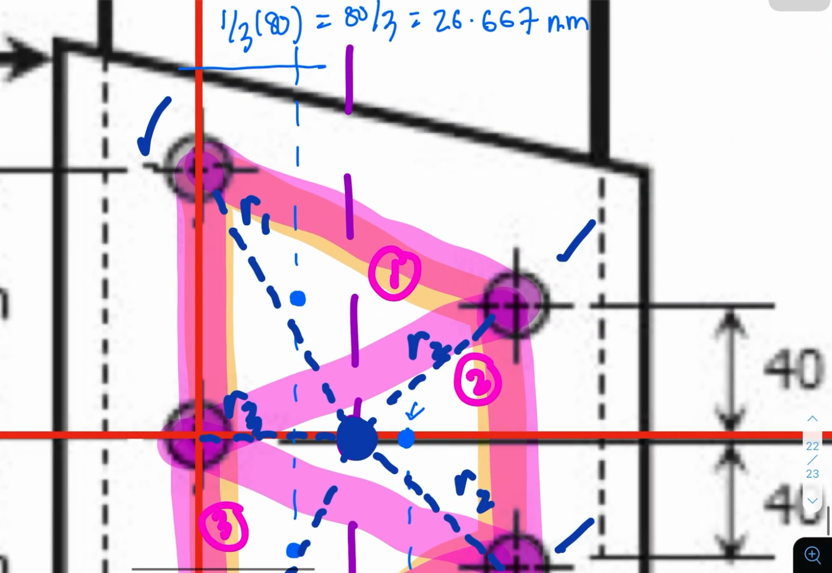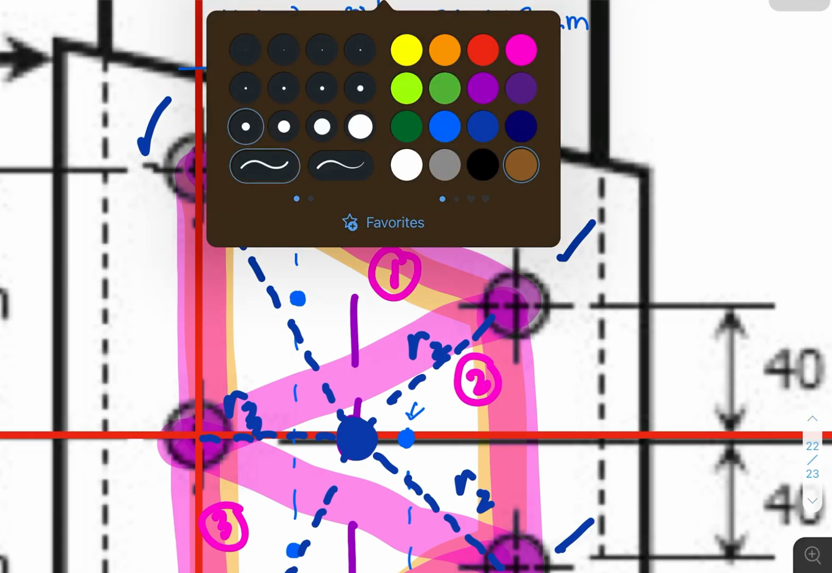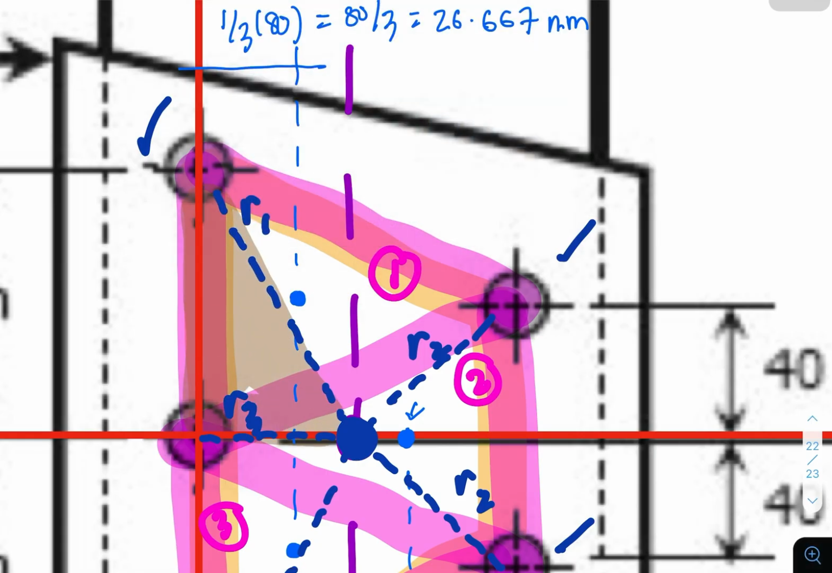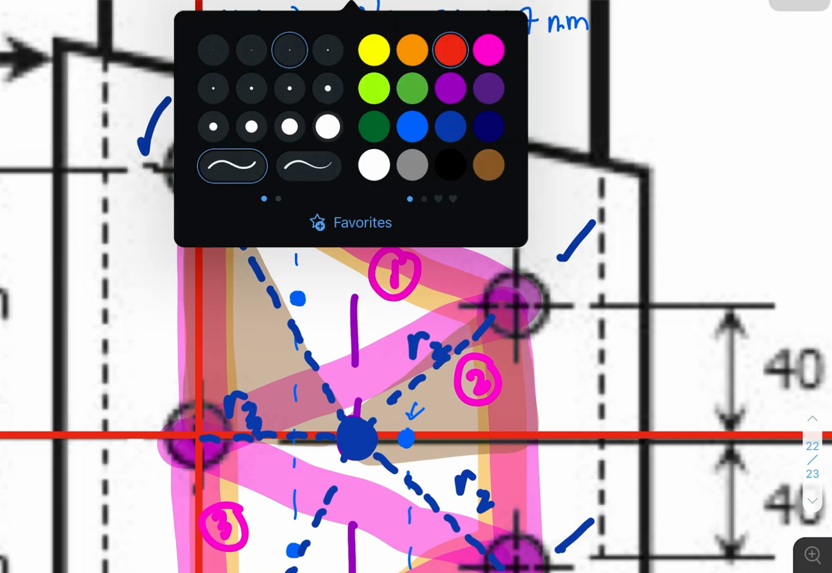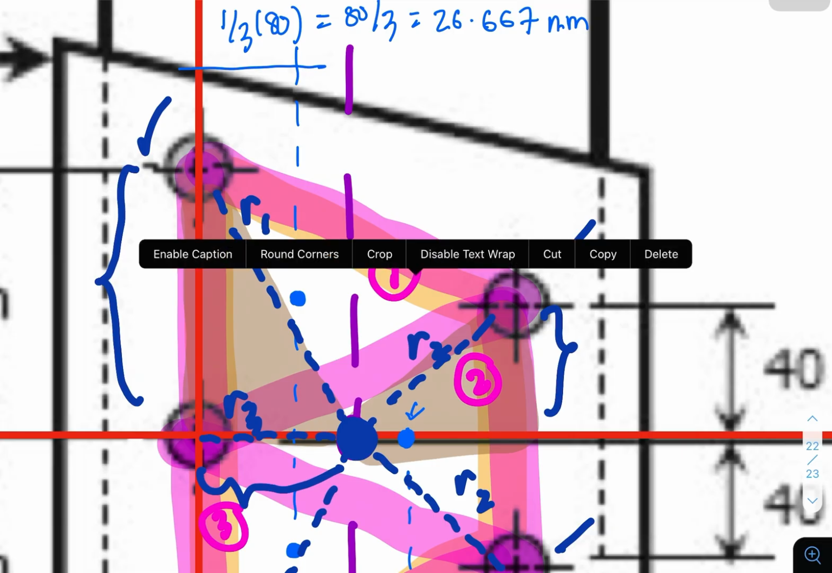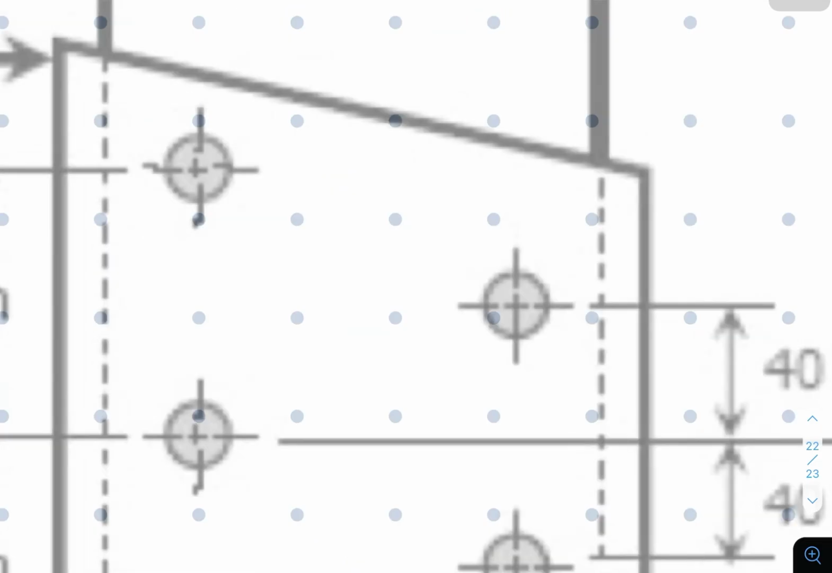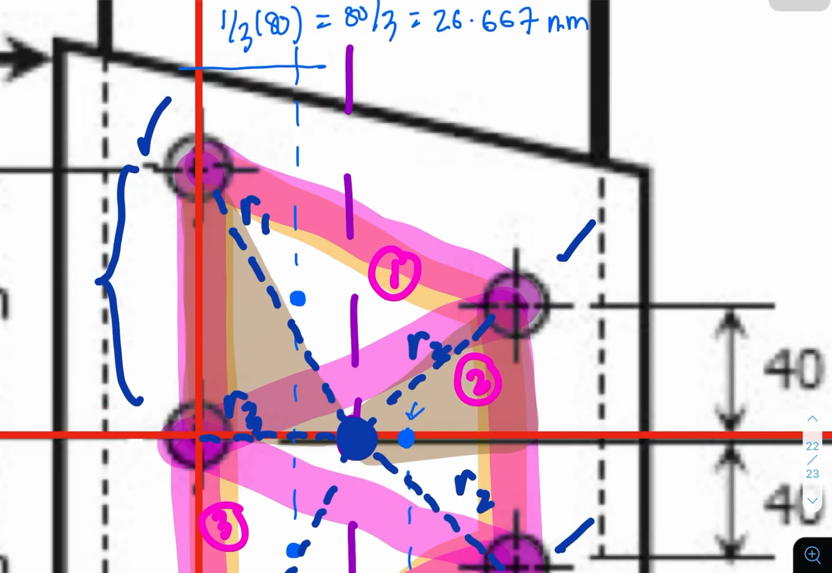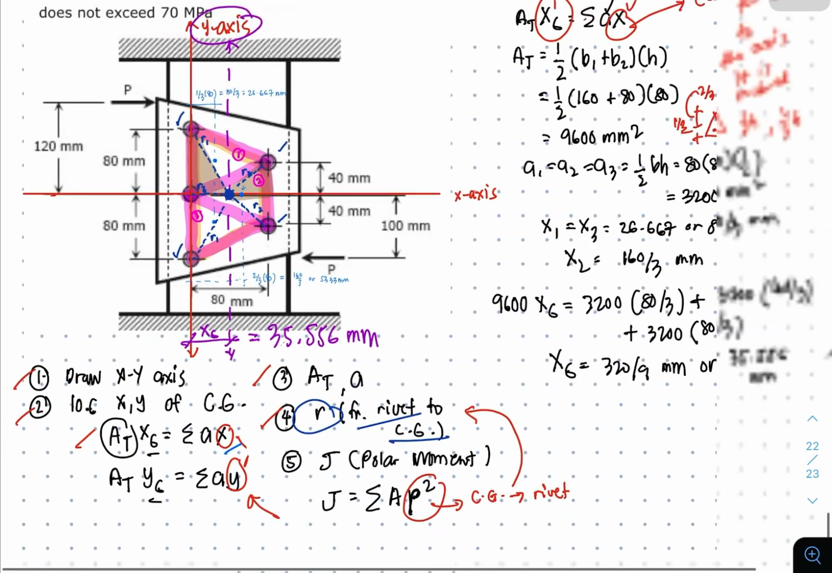Since this follows somehow a triangle, we can simply make use of the Pythagorean theorem by knowing the dimensions of its sides. This one and this one. And for R2, this one and this one as well. So now let us solve for R1 and R2.